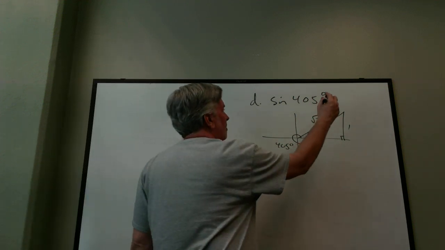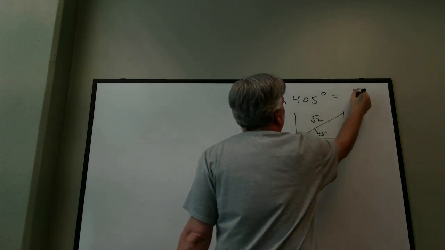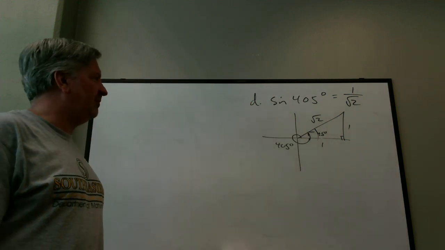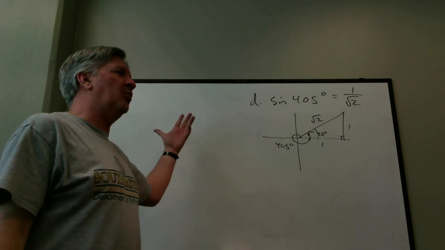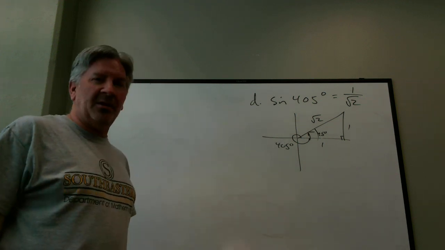And now we can answer the question. Sine is y over r, opposite over hypotenuse, so that's 1 over square root of 2. Okay, same procedure as before. Notice the 4 examples all involved a special triangle or quadrantal. That's all we can do without the calculator right now.